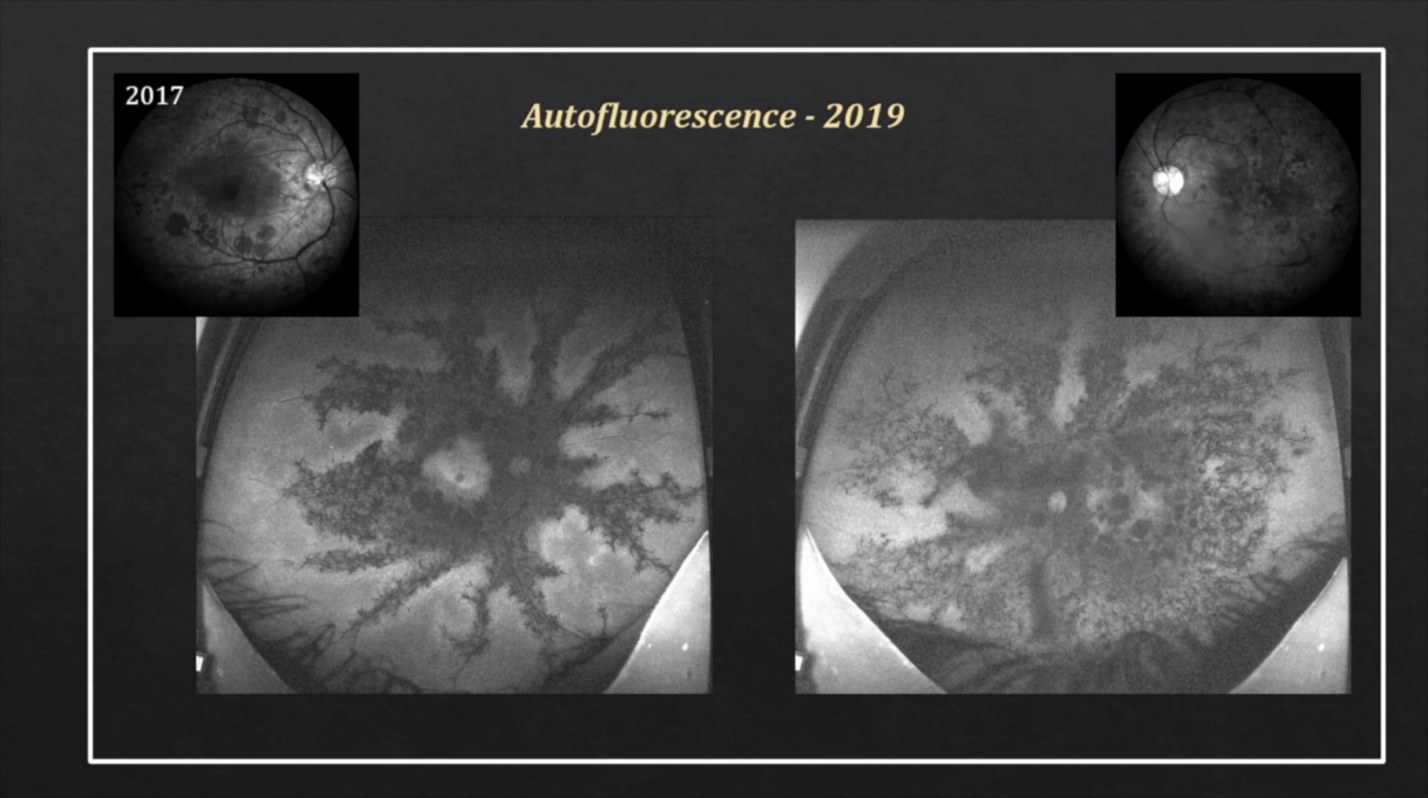Strategy. This is threshold strategy. 30-2 is a threshold strategy. Means each spot you try to threshold by going up and down to see what is the optimum decibel level at which he or she sees the spot. While 120 screening is not a threshold strategy, it's a screening strategy.